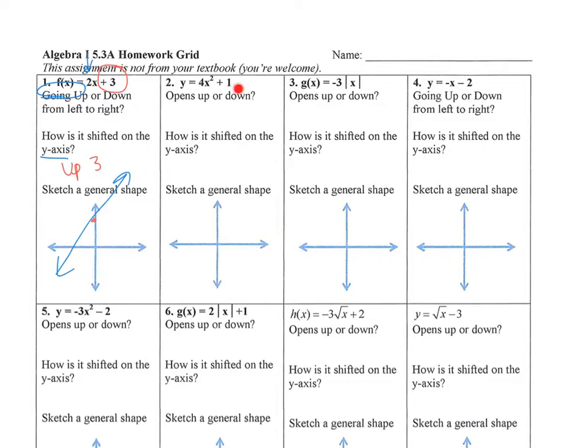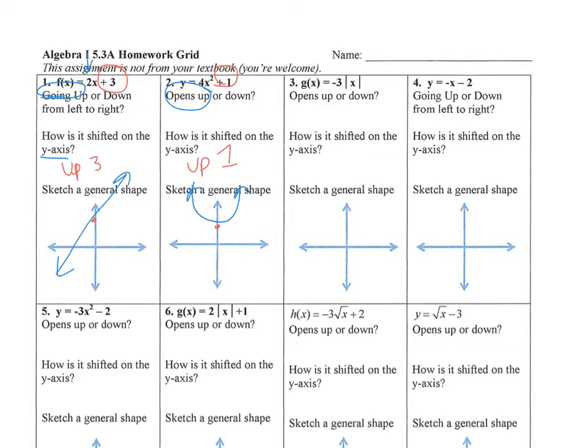This is a quadratic function because it has an x squared, so it's going to make a parabola. It's going to make a U shape. It opens up because this 4, this number in front of x squared, is positive. How is it shifted on the y-axis? Look at your constant, it's going up 1. So to draw a general shape, I'm going to go up to 1 and make a parabola that opens up.